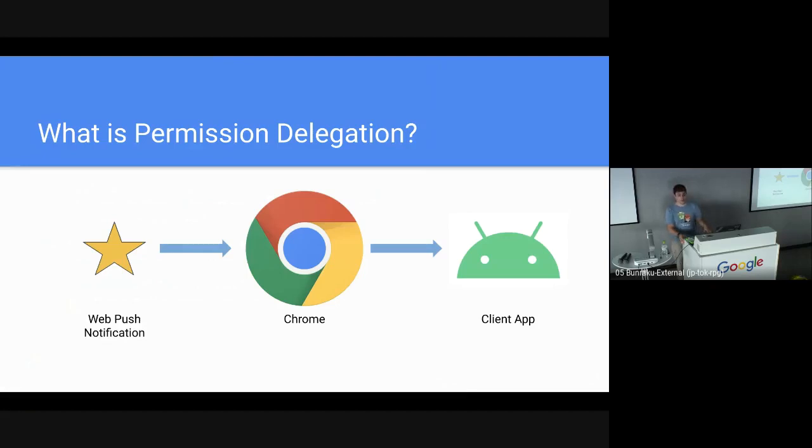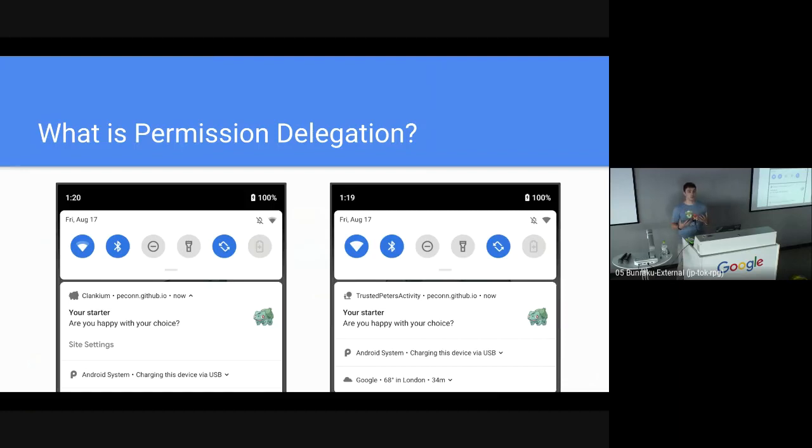So one of the features this has is permission delegation, or specifically notification delegation. This is when you get a push notification through Chrome, normally Chrome would show it. Whereas in this case, you get a push notification from Chrome, Chrome talks to the client app, this wrapper, and then tells the client app to display the notification instead. This has a few advantages, one of which being the client app can modify things if they want. But more importantly, the notification shows that it's coming from the client app, not from Chrome. So here on the left, you've got it shown through Chrome. At the top, you can see it's from Clankium, the local dev name for Chrome. And then on the right, it comes from Trusted Peter's activity, which is my little app.